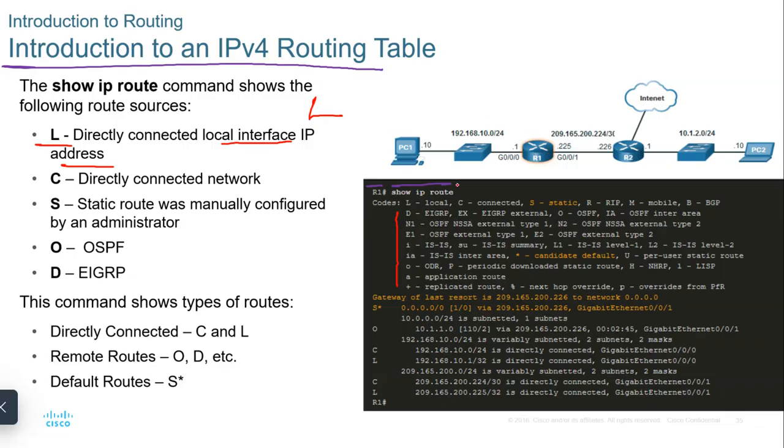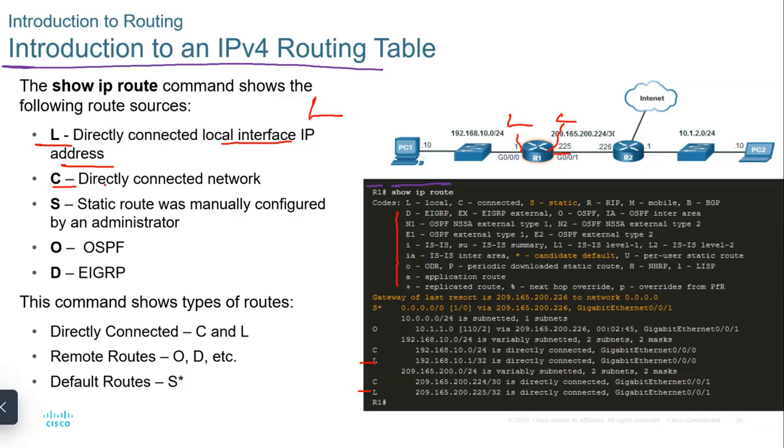Now we have the other one. I expect to see two L's, this and this, because these are the interfaces assigned with an IP address. Let's go there and see. We have this one here and then this. This is 10.1, and it's in this direction. And then we have 209.225, which is this.